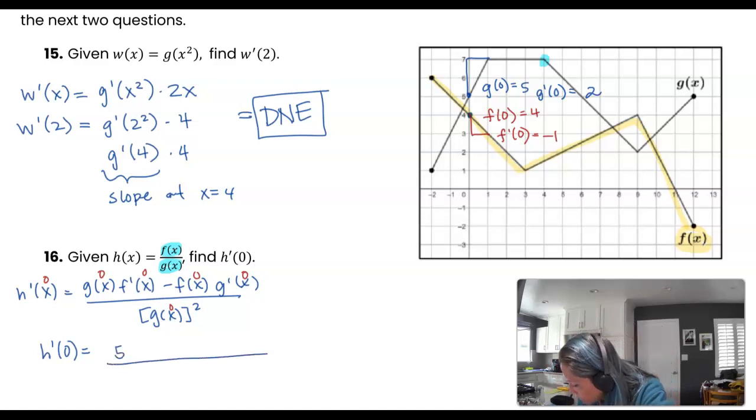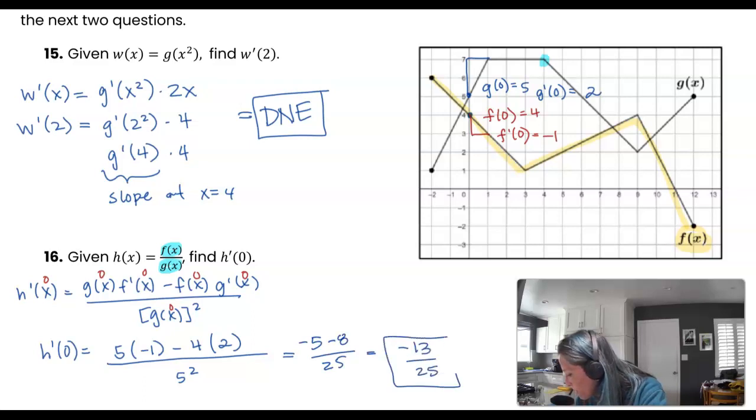So g of 0 was 5, f prime of 0 was -1, f of 0 was 4, g prime was 2, and we had our 5 squared down here. So this is -5 minus 8 all over 25, which is -13 over 25. Boom, there's 16. So there is using our derivative rules with a graph. 15 actually was algebraic and graph, which is fun, and 16 was just straight up graphical rules for our derivative.